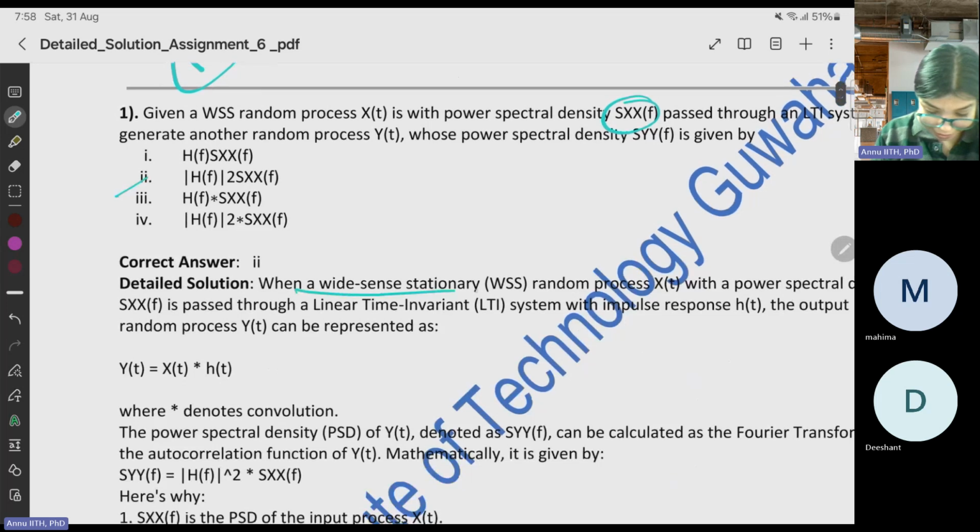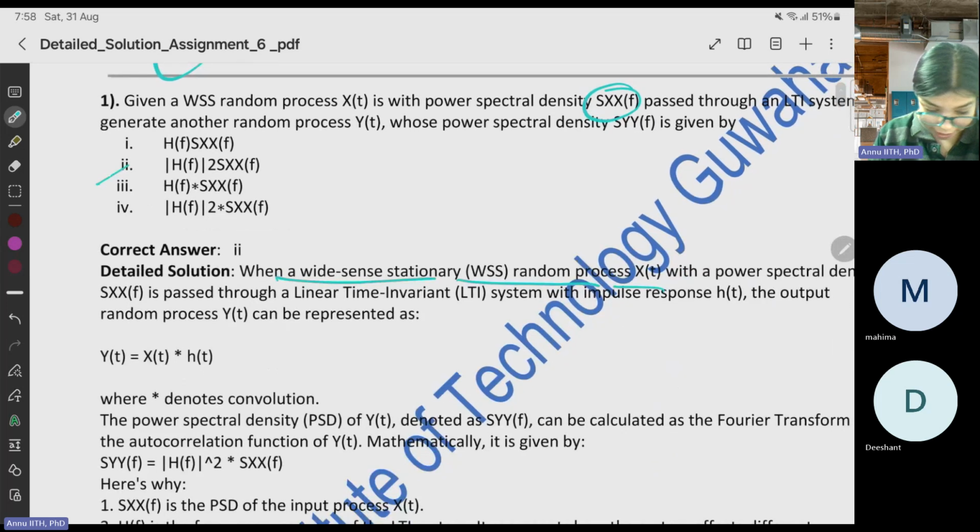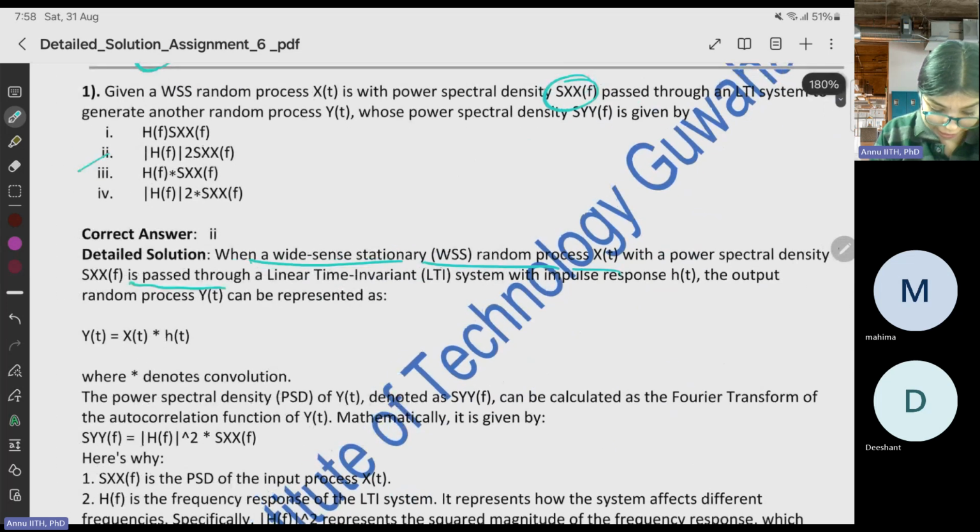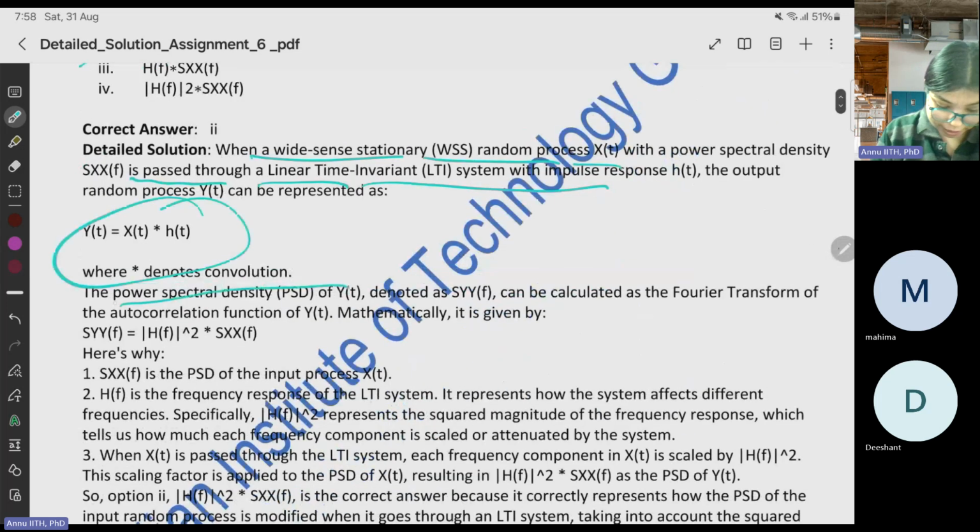Because when a wide sense stationary random process with a power spectral density S_X(f) passes through a linear time invariant system with impulse response h(t), the output is this one. And the power spectral density of y(t) can be calculated with the Fourier transform. Mathematically, it is written like this: PSD.